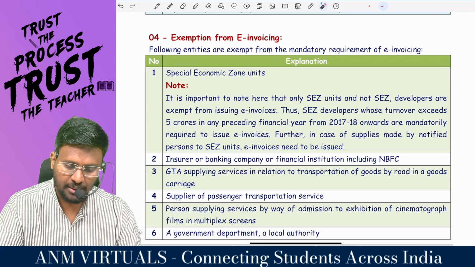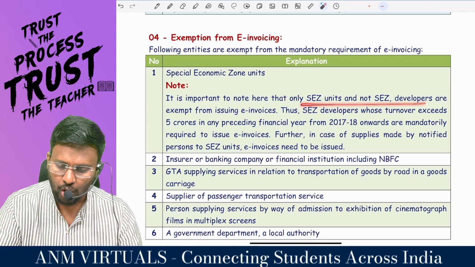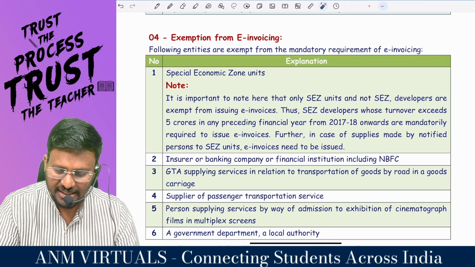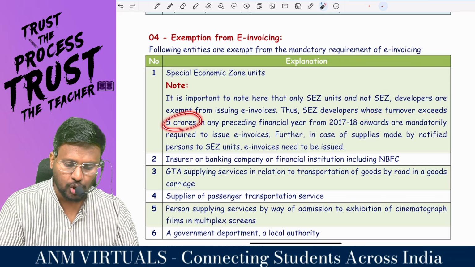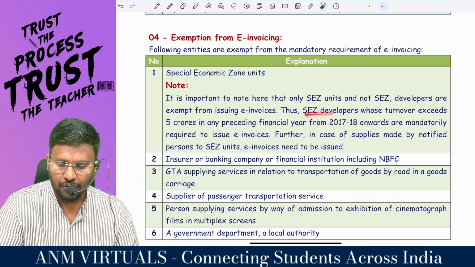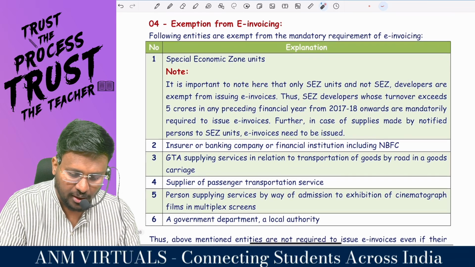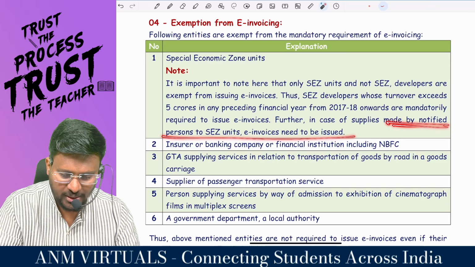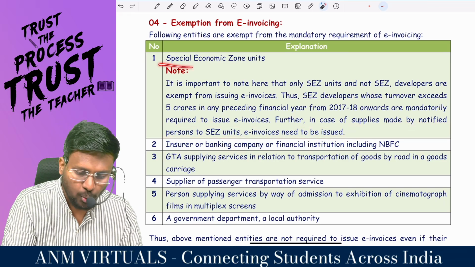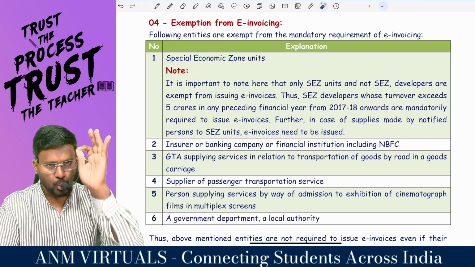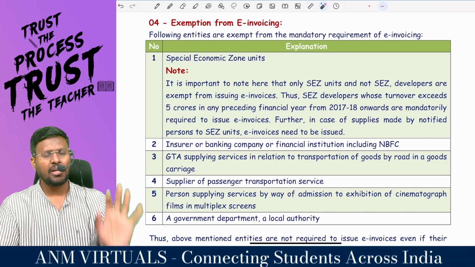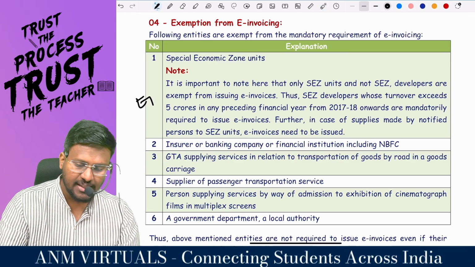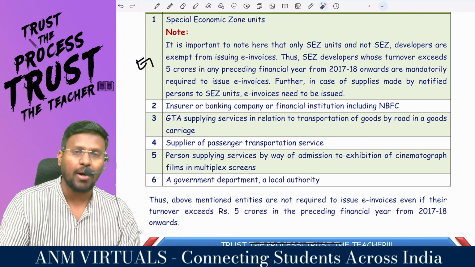SEZ unit. It is an important note that only an SEZ unit and not an SEZ developer is exempt from issuing what invoice? Thus, an SEZ developer whose turnover exceeds how many crore in the preceding financial year from 17-18 onwards is mandatorily required to issue an e-invoice. Further, in case of supply made by a notified person to an SEZ unit, e-invoice needs to be issued. If you are what unit? SEZ unit, not SEZ developer. If you are an SEZ unit, this is exception number 1. This person is not supposed to raise the e-invoice.